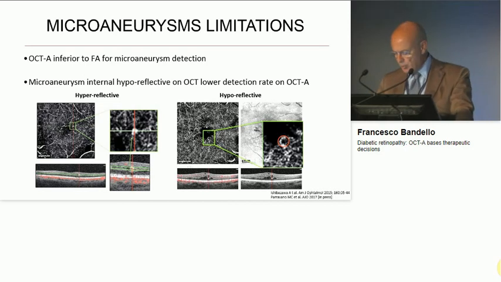And there is a contribution which came from an Italian group, Maria Cristina Paravano in Rome. She was able to show very recently that microaneurysms associated with internal hyporeflectivity on OCT show a lower detection rate on OCT angiograms.